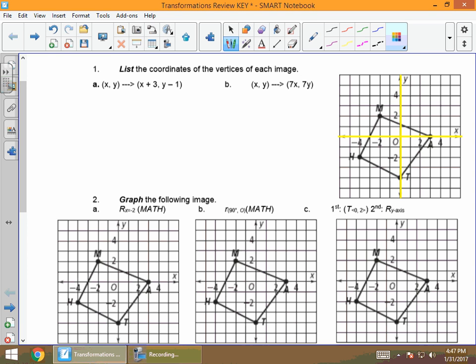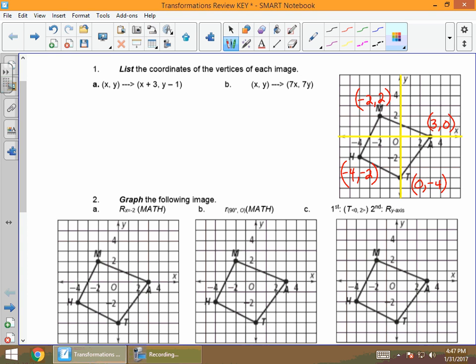So the M in math is at (-2, 2). A is at (3, 0). T is at (0, -4), and H is at (-4, -2).